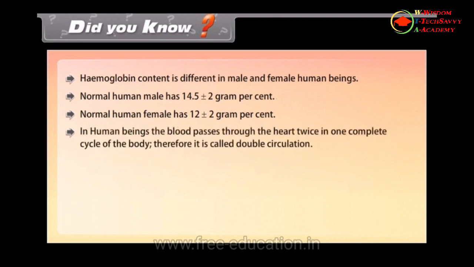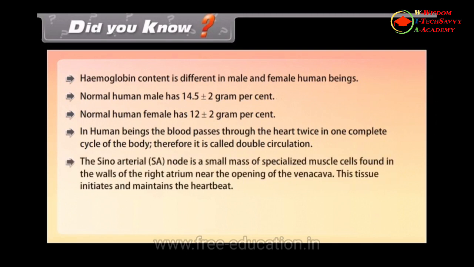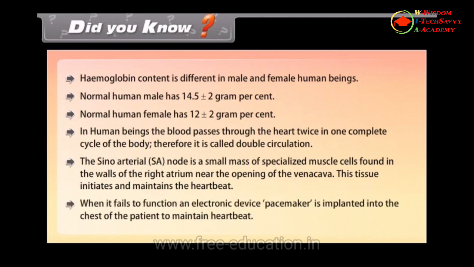In human beings, the blood passes through the heart twice in one complete cycle of the body. Therefore, it is called double circulation. The sinoatrial SA node is a small mass of specialized muscle cells found in the walls of the right atrium near the opening of the vena cava. This tissue initiates and maintains the heartbeat. When it fails to function, an electronic device, a pacemaker, is implanted into the chest of the patient to maintain heartbeat.